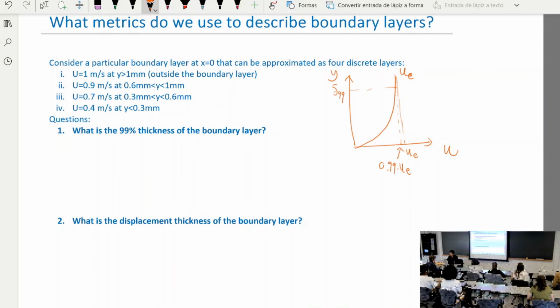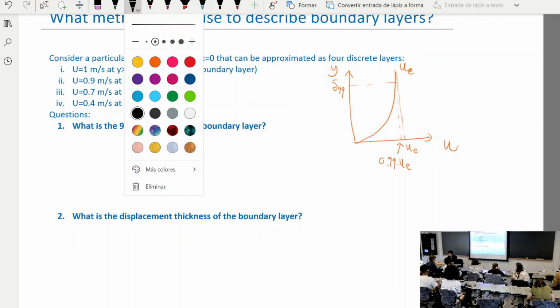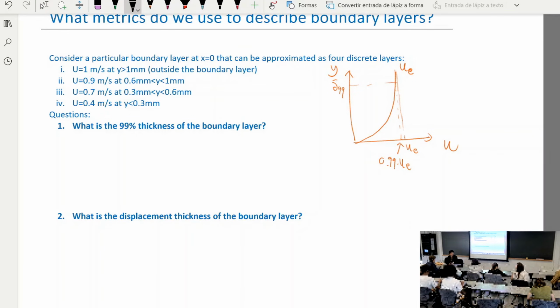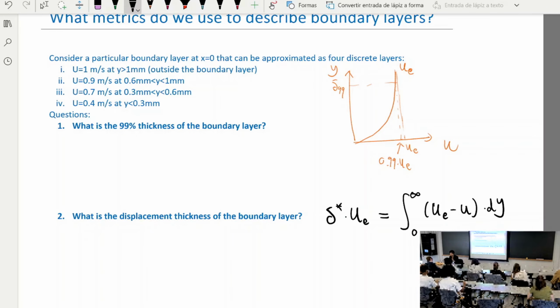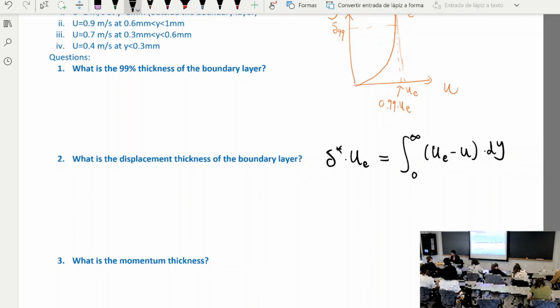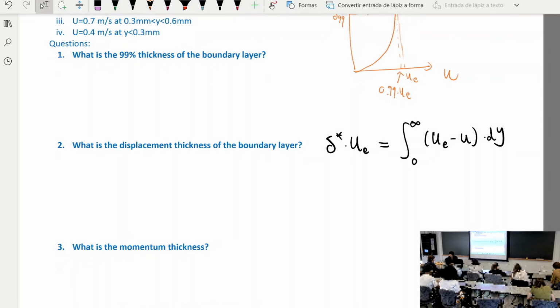All right. And displacement thickness, maybe I'll just write the equations again. The displacement thickness is such that delta star times Ue, or U0, the velocity outside of the boundary layer, is equal to the integral from 0 to infinity, or to outside of the boundary layer. You can approximate it as integrating from 0 to delta 99, of Ue minus U dy. Delta star essentially tells you how much the existence of the boundary layer deflects the streamlines outside of the boundary layer.